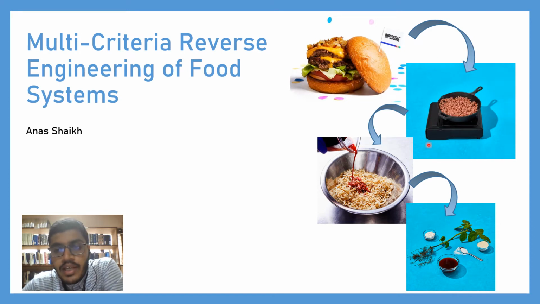So they did not begin with a bottom-up approach, like they did not start with the ingredients and do trial and error methods, but rather they went from top to bottom, and that is how they did reverse engineering rather than engineering. So let us see some more examples of this very concept of reverse engineering and what exactly is multi-criteria reverse engineering.